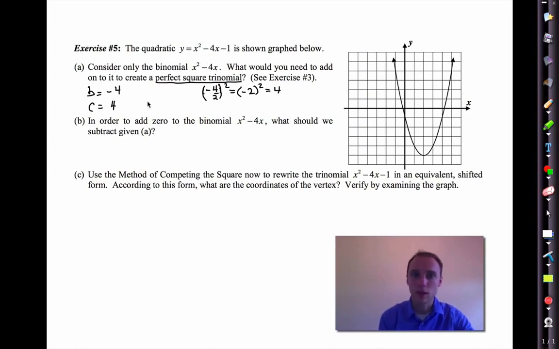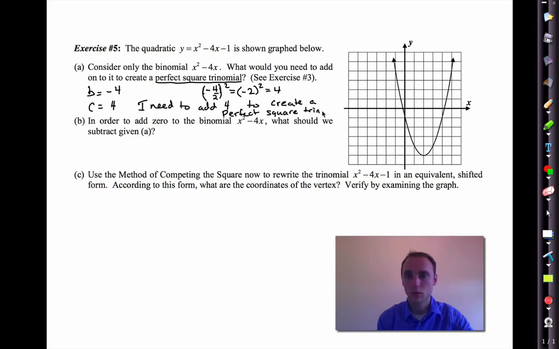All right, so let's write that. So I need to add 4. I need to add 4 to create a perfect square trinomial.